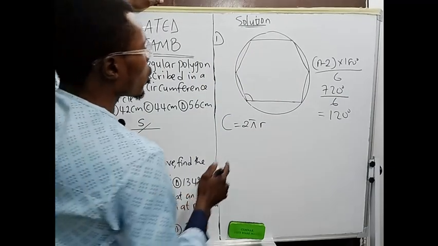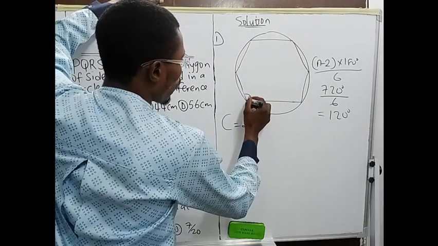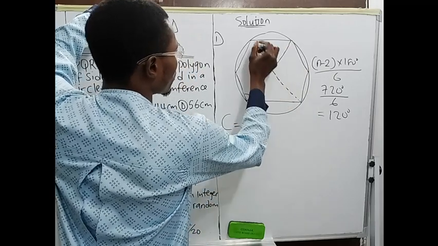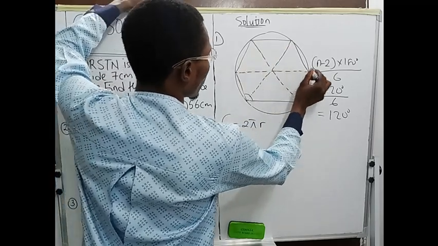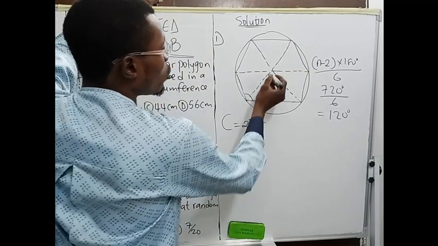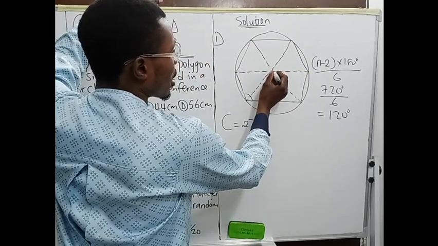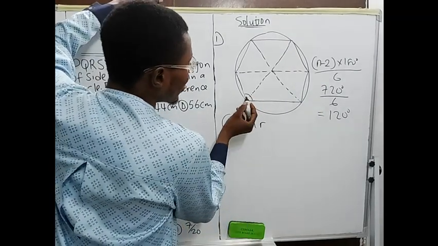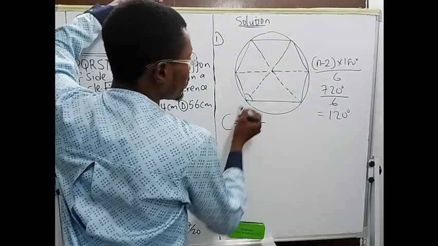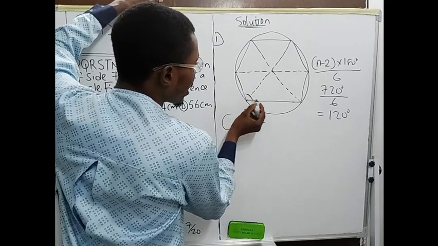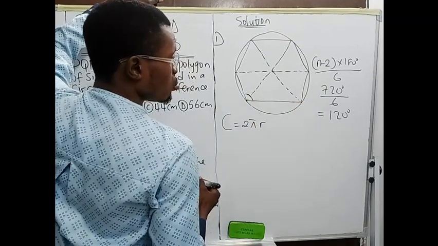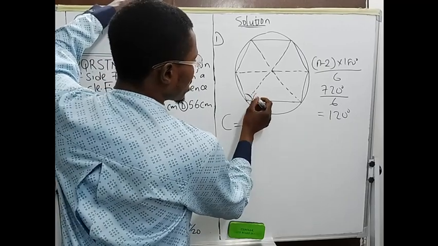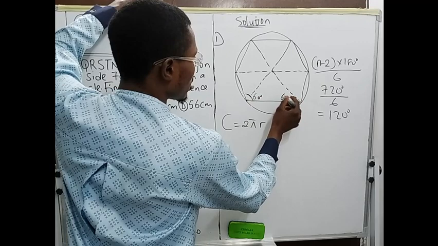Now, when we connect the opposite vertices of the hexagon, we find out that they will meet at the center of the hexagon, which is the center of the circle. You also observe that this line that connects the two opposite vertices divides each of the angles into two equal angles, right? So here will be 60, here is 60.